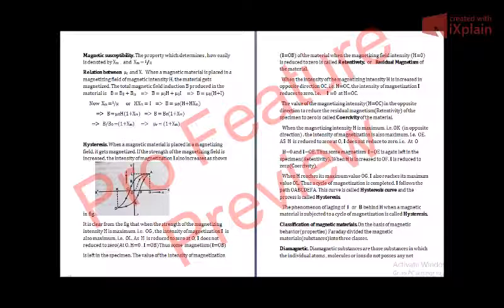So we have to draw a graph between the magnetizing intensity H and intensity of magnetization. Let me start now. When a magnetic material is placed in a magnetizing field, it gets magnetized. For example, if we put iron or steel in the magnetizing field, both will get magnetized to different extents. Steel may get more magnetized than the iron.